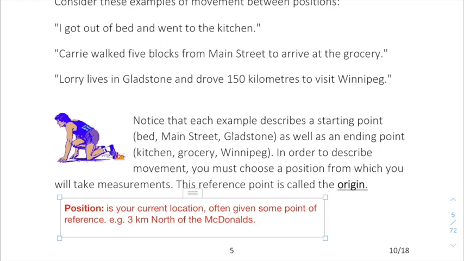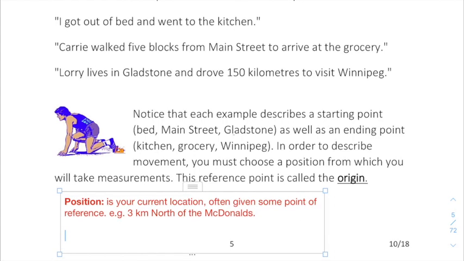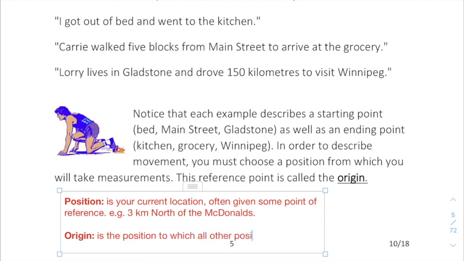And then that reference point, the McDonald's, is what is known as the reference. If it's the reference point, then it becomes the origin. So the origin is the position to which all other positions are referenced.